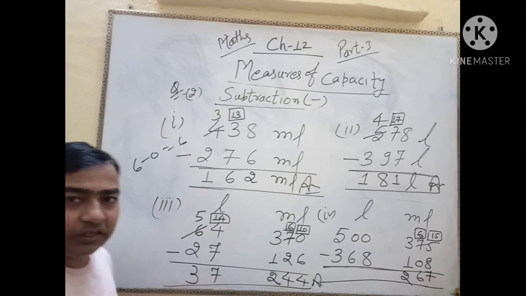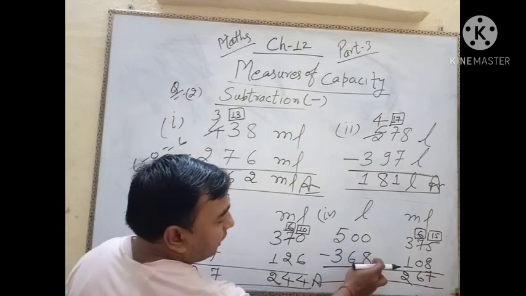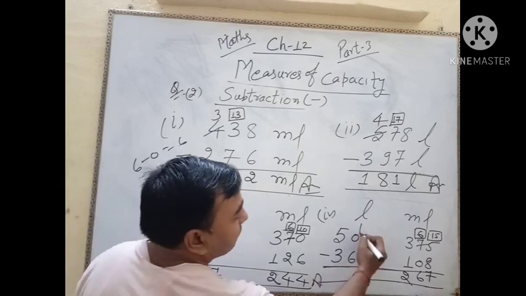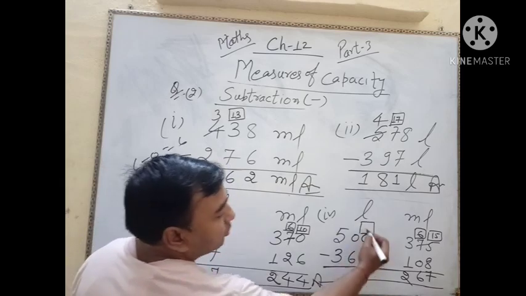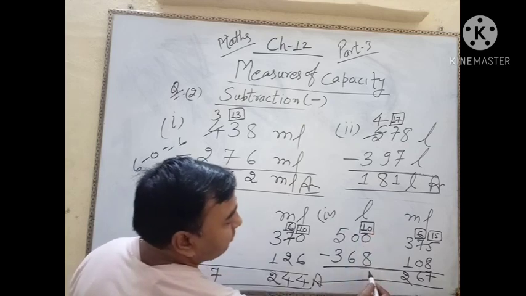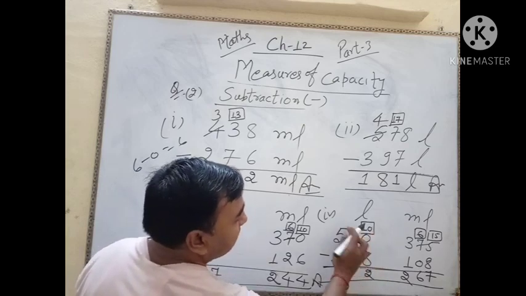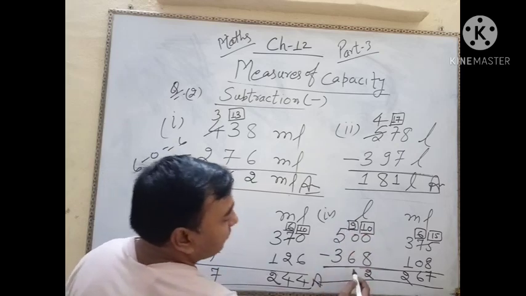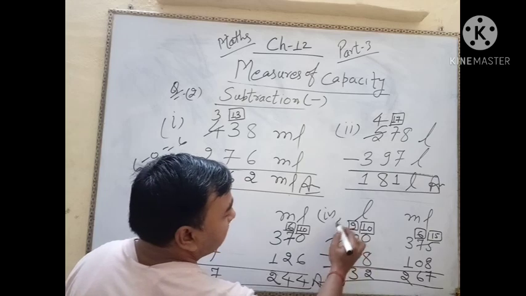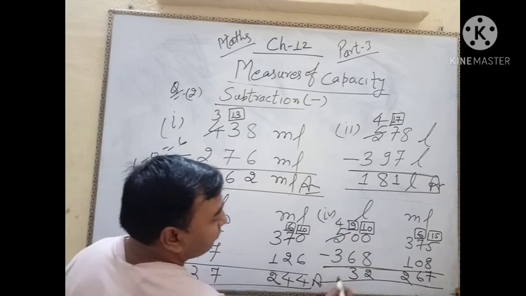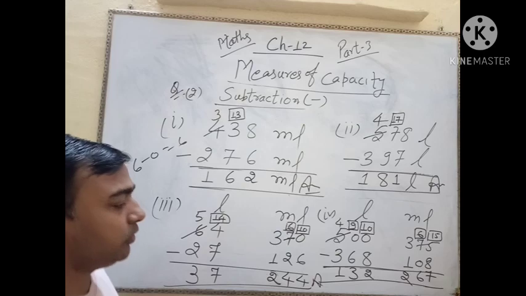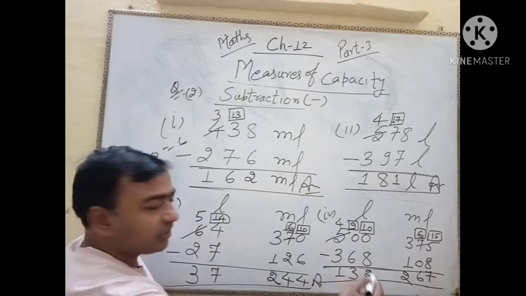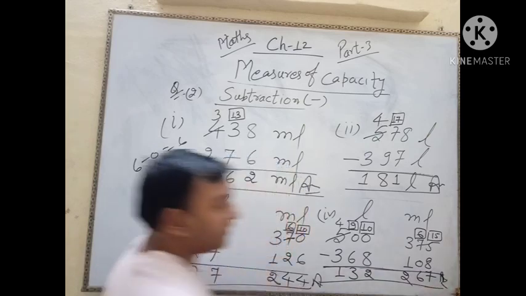Now come to the liter side. 0 minus 8. After borrowing, this 0 changes into 10. 10 minus 8 equal to 2. Which number is left here? 9. 9 minus 6 equal to 3. Which number is left here? 4. 4 minus 3 equal to 1. So the answer is 132 liter 267 milliliter. This is our answer.